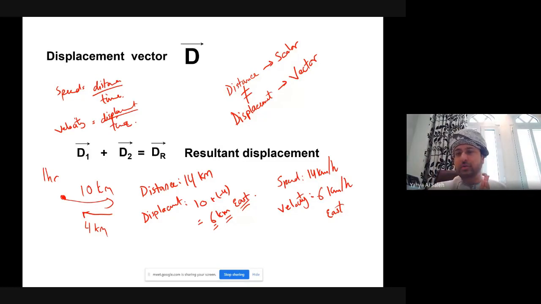That's a different issue. But if I'm really caring about, okay, I'm going from here to Sohar, how much time will I take to reach Sohar? It makes a very big difference, because if I'm going to Sohar, every 10 kilometers I go, I come back 4, go 10, come back 4, go 10, come back 4, then my velocity is really only 6 kilometers per hour, not 14 kilometers per hour, because the actual distance I will cover between here and Sohar is 6 kilometers every hour, not 14.